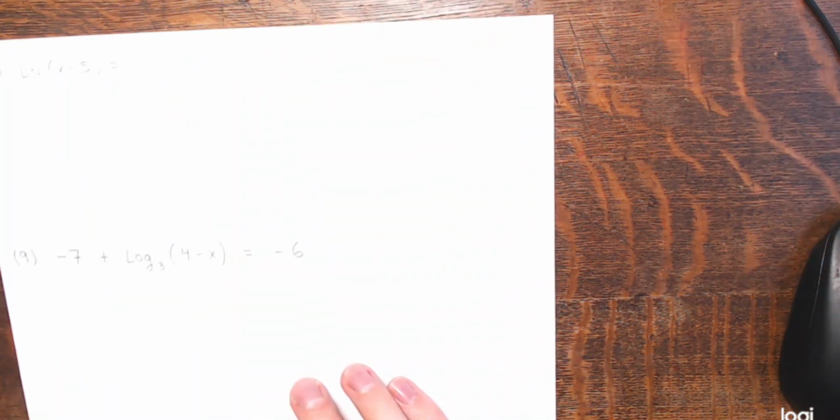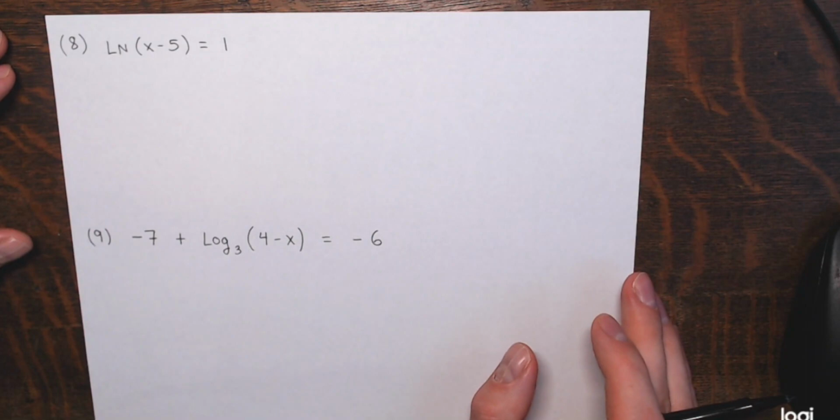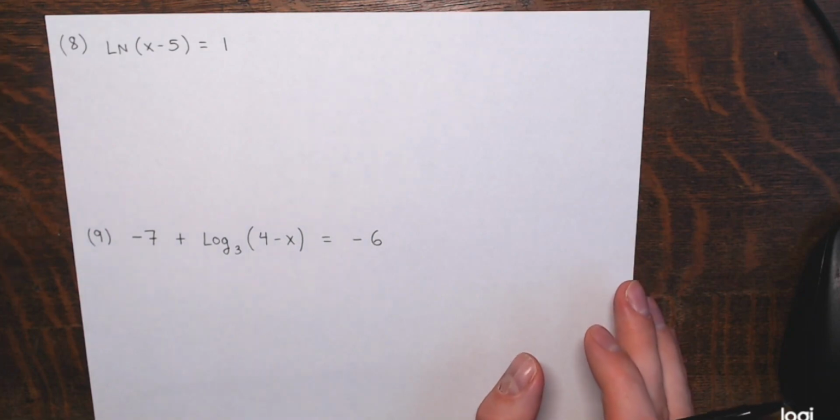I just got one more page. Again, I'm doing the same thing every time, getting the logarithm alone, and then changing to exponential form and solving, and of course checking your solution with either a calculator or by hand.